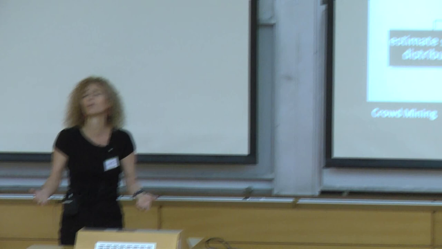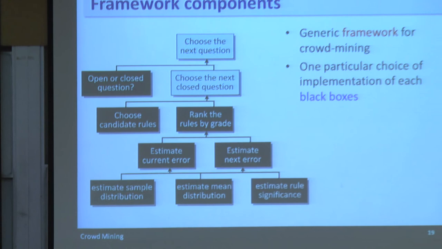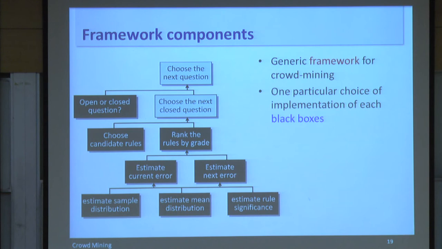So the idea is as follows. This is an iterative process, okay? I'm asking questions to the crowd. Every time that I want to ask a question, first I have to decide which question to ask. This question can be either open or closed. If it's an open question, I just ask, tell me something interesting, and I'm done. I wait for your answer, and then I pick another question.